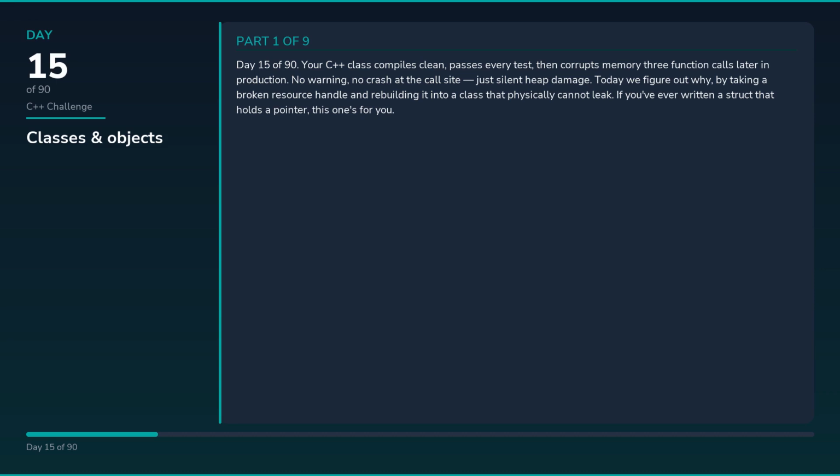Day 15 of 90. Your C++ class compiles clean, passes every test, then corrupts memory 3 function calls later in production. No warning, no crash at the call site, just silent heap damage. Today we figure out why, by taking a broken resource handle and rebuilding it into a class that physically cannot leak. If you've ever written a struct that holds a pointer, this one's for you.